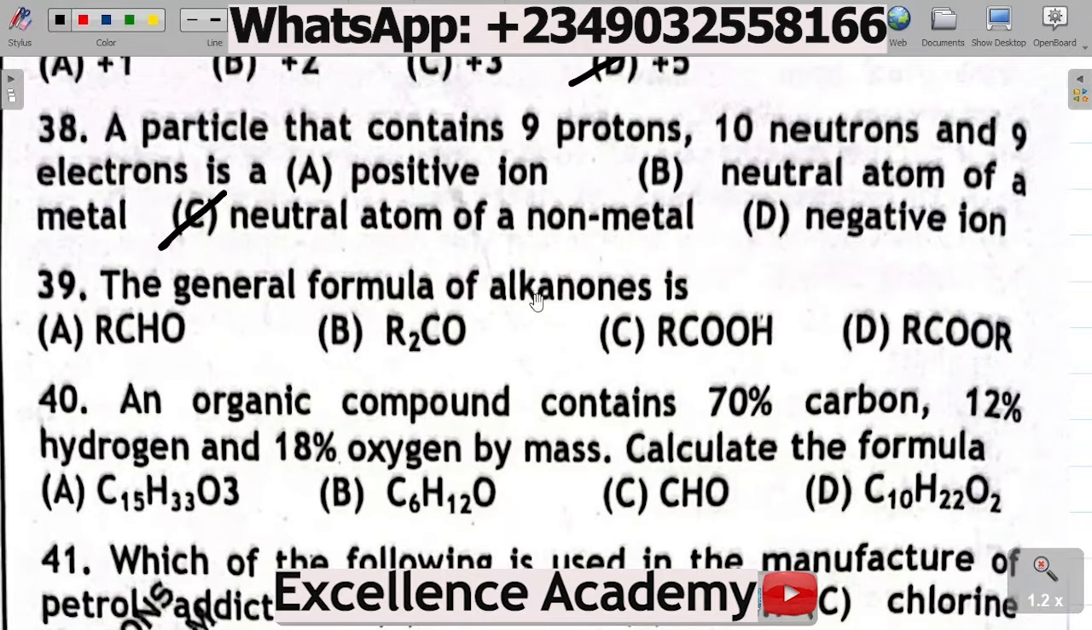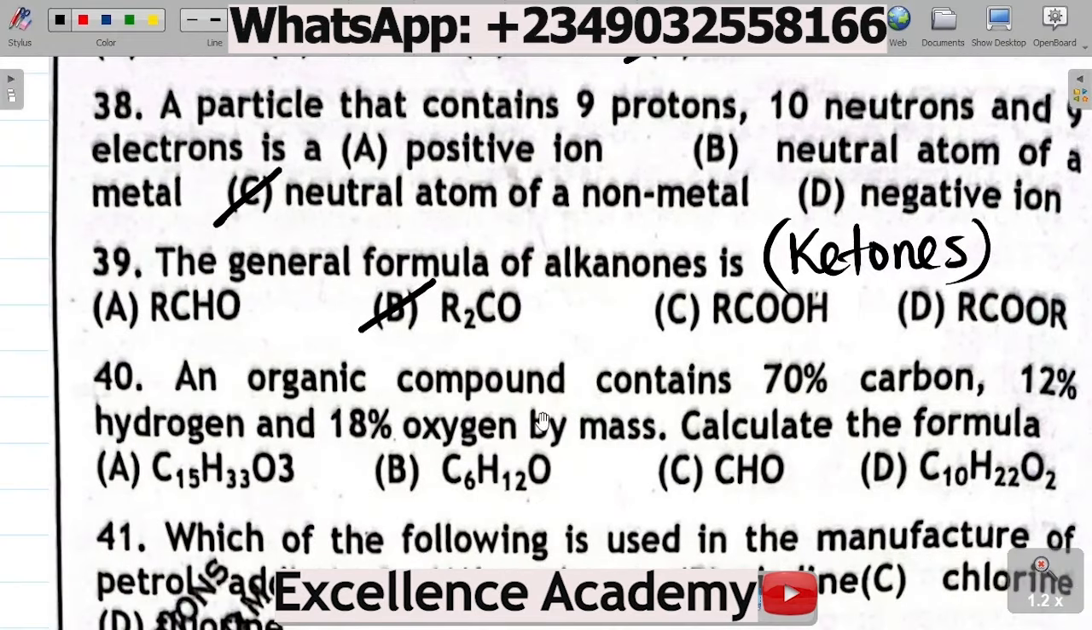The general formula of the alkanones is, all right, what's the general formula of the alkanones? You have option A, option B, option C, and option D. The correct answer here is B. This is under organic chemistry. You want to know that the alkanones are also called ketones. Ketones have a carbonyl group between two alkyl groups.